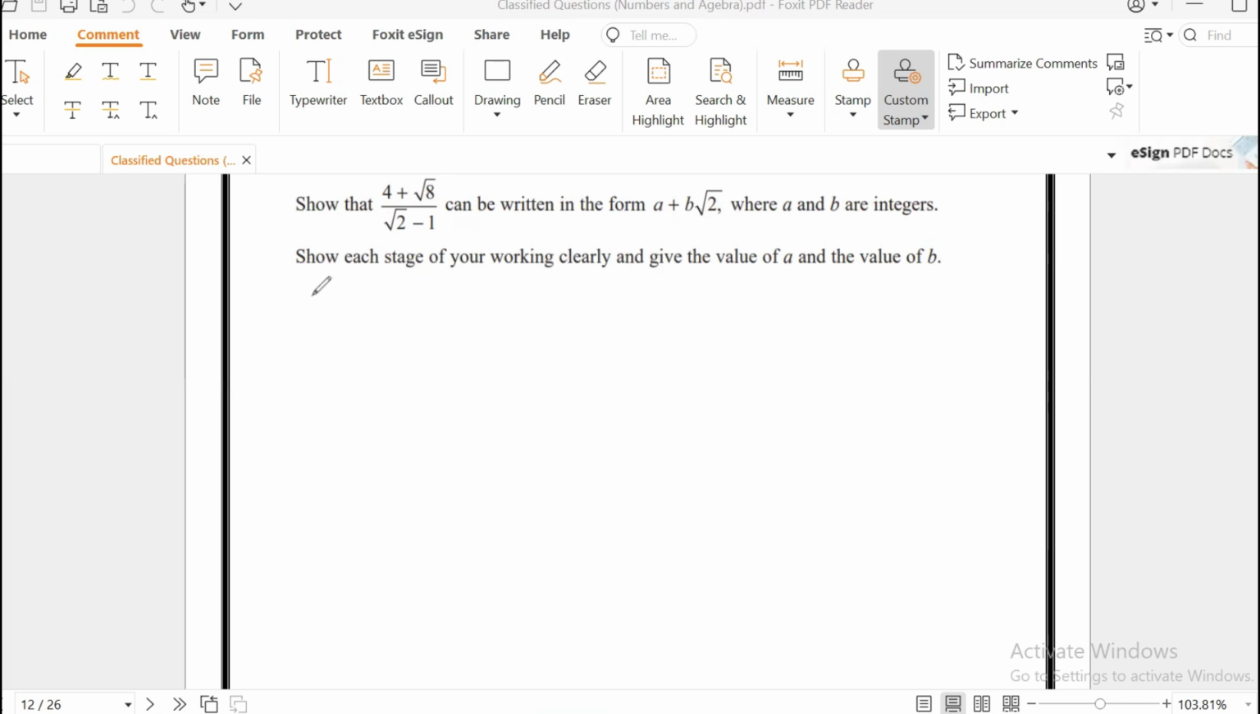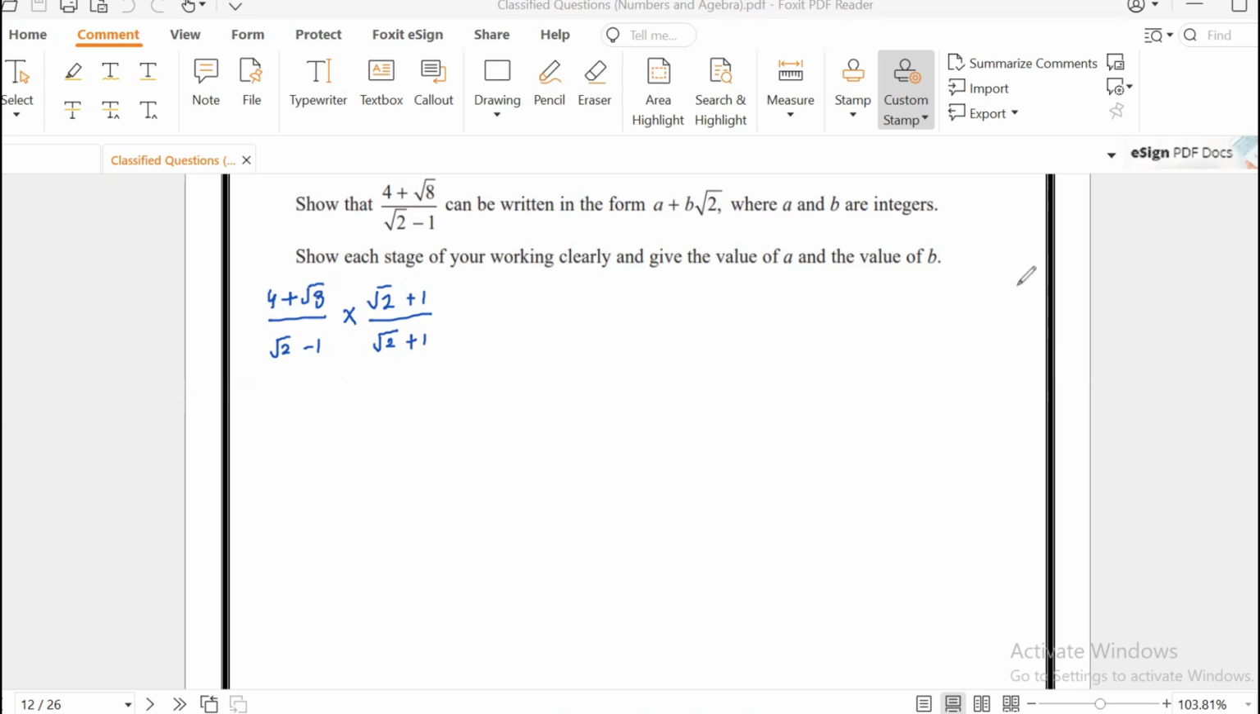So first thing, we can use the rationalizing concept. We have (4 plus square root of 8) over (square root of 2 minus 1). For rationalizing, I want to remove the denominator form. For that, we can take the opposite of this, means (square root of 2 plus 1) over (square root of 2 plus 1), by multiplying each other.